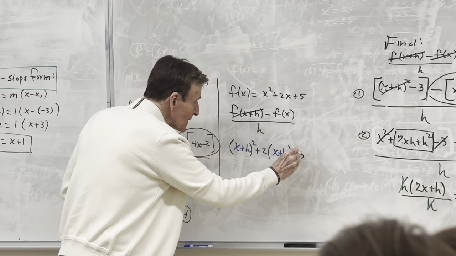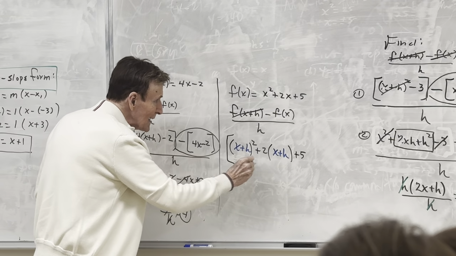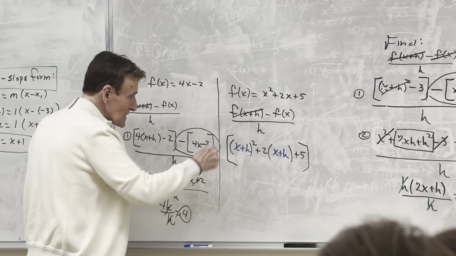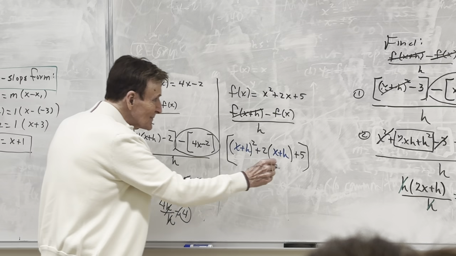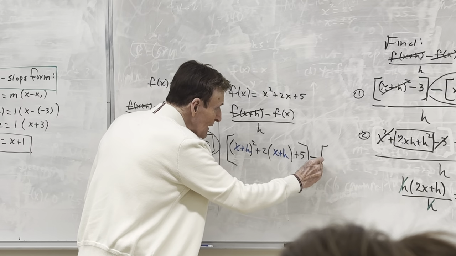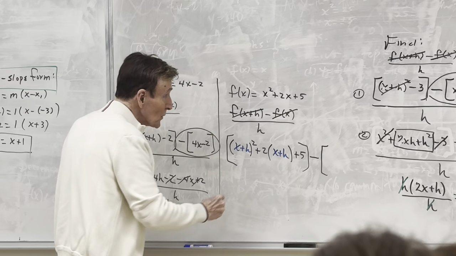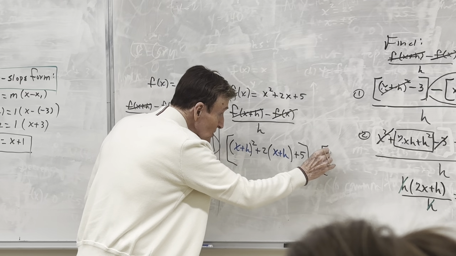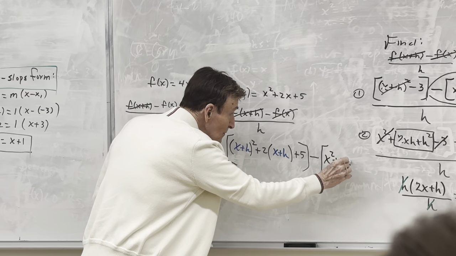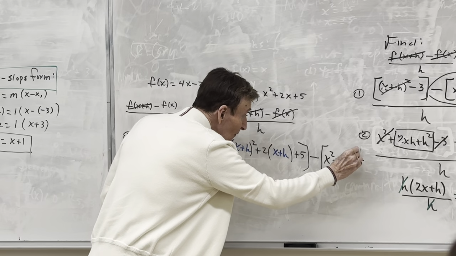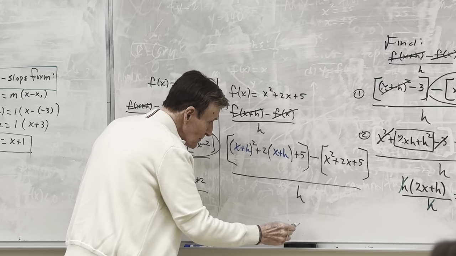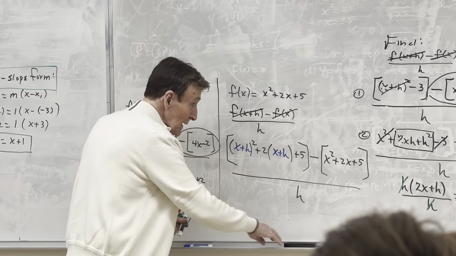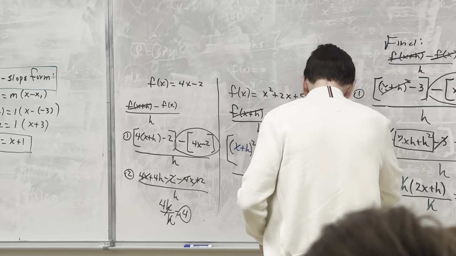Plus 5, block that off so you can see it. That takes care of the first part of that difference quotient. Subtract now. On the end, you have to do this, which means just repeat the function, all over h. Now guys, this one may get a little messy. That's going to be my last one.